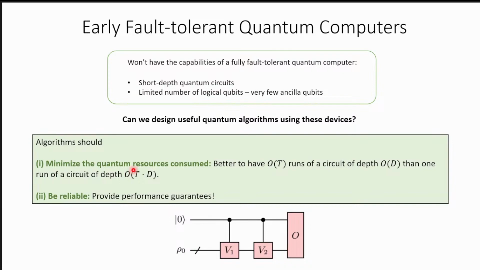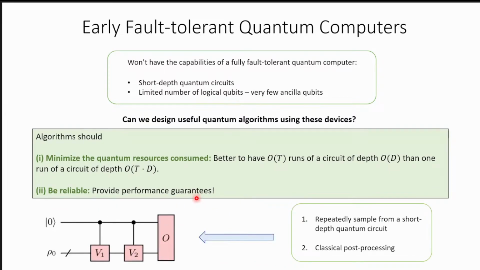And the other feature of these algorithms, which also differentiates them from NISQ algorithms, is that these algorithms should be reliable, in the sense that you should be able to provide provable performance guarantees. So no heuristics here. Your algorithm should have a definitive running time within which it should be outputting the quantity of interest. Okay, so these are the two distinctive features of quantum algorithms for early fault-tolerant quantum computers. And one possible strategy would be indeed to repeatedly sample from some short depth quantum circuit. So you take a short depth quantum circuit, you run it, you get some outcome, and then you rerun this short depth circuit several times, and then you get a bunch of outcomes, and then you do some classical post-processing with the data that is output by this short depth quantum circuit. All right. So this could be one strategy to design quantum algorithms using these computers.